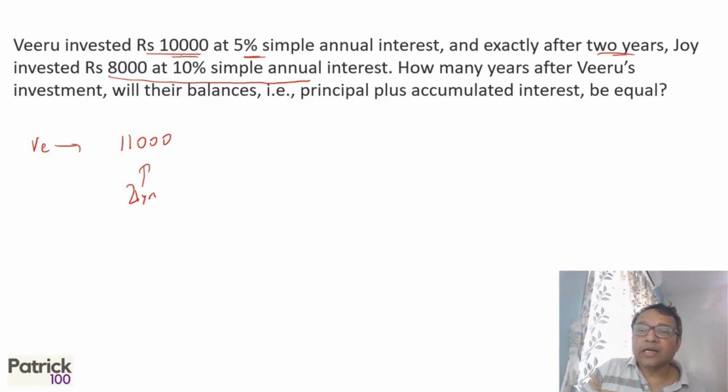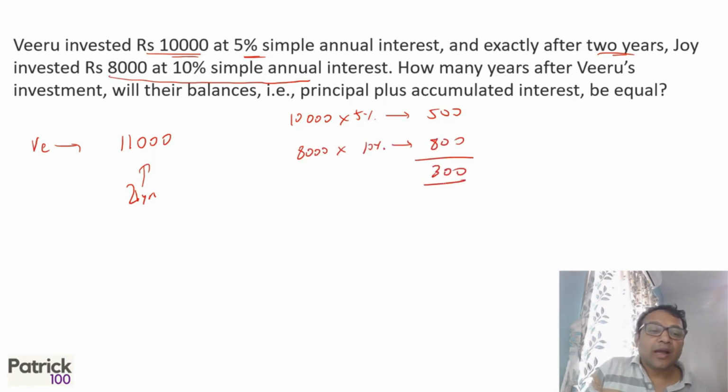Now the difference that Viru and Joy get as interest. How much does Viru get? 10,000 at 5%, which is 500 interest. How much does Joy get? Joy gets 8,000 at 10%, which is 800 interest. So Joy gets 300 rupees more interest.